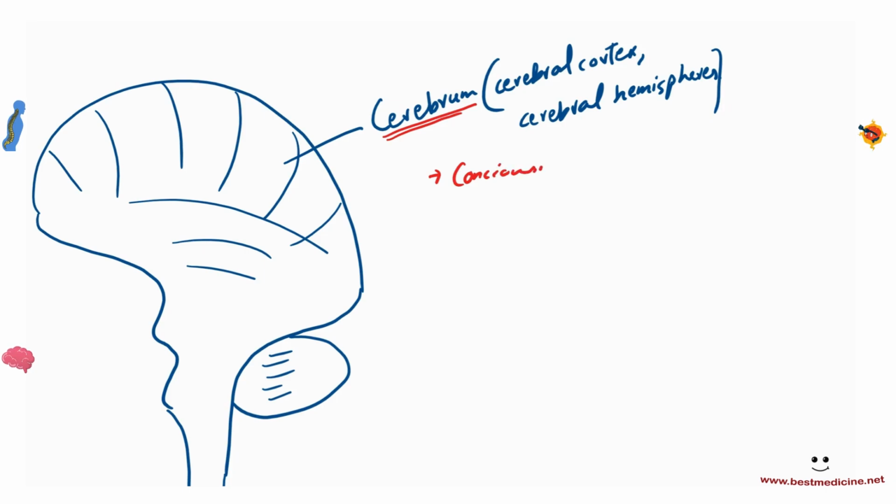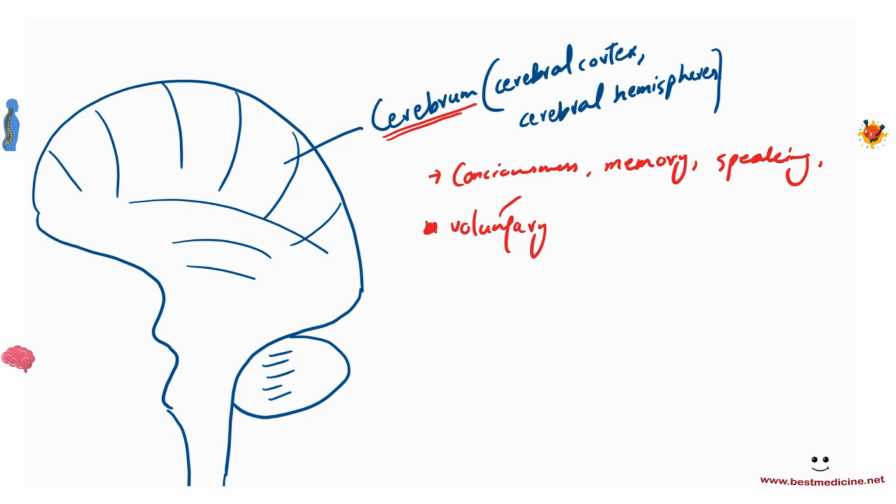So you can say consciousness, memory, right? Speaking, movement, voluntary movement. Like if you decide to get up from your chair, that's the cerebrum planning and coordinating that, planning that activity at least. Voluntary movement. Sensations, etc. If you feel pain, the cerebrum is involved in feeling pain.